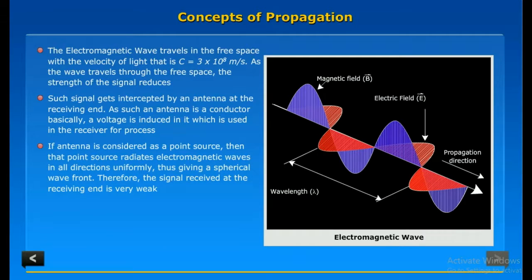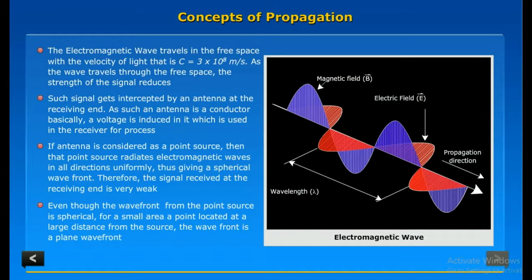If the antenna is considered as a point source, then that point source radiates electromagnetic waves in all directions uniformly, thus giving a spherical wavefront. Therefore, the signal received at the receiving end is very weak. Even though the wavefront from the point source is spherical, for a small area at a point located at a large distance from the source, the wavefront is a plane wavefront.